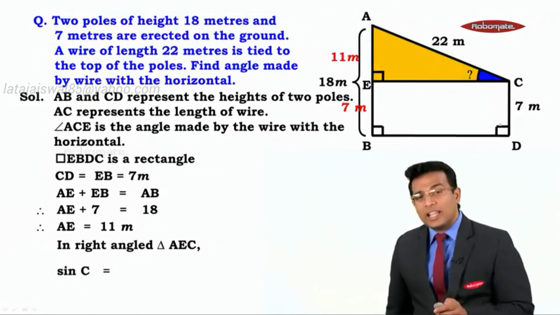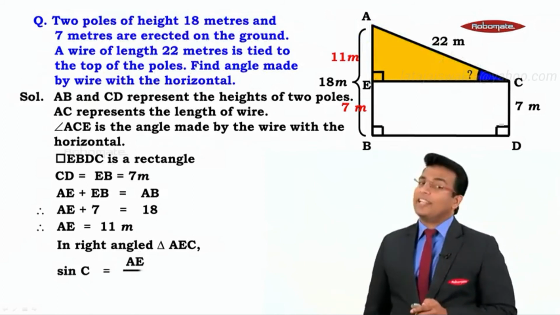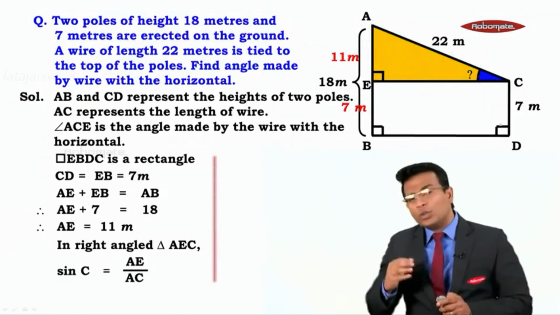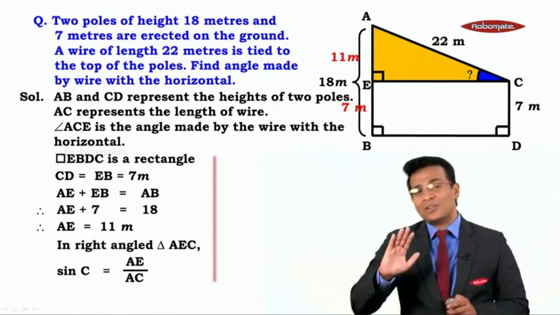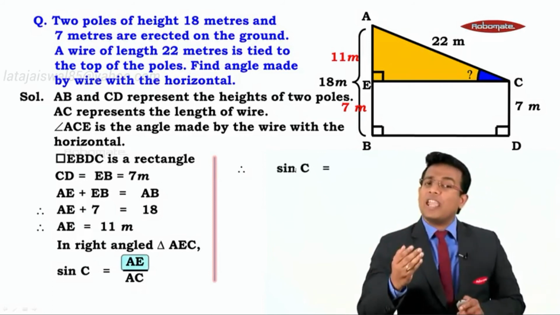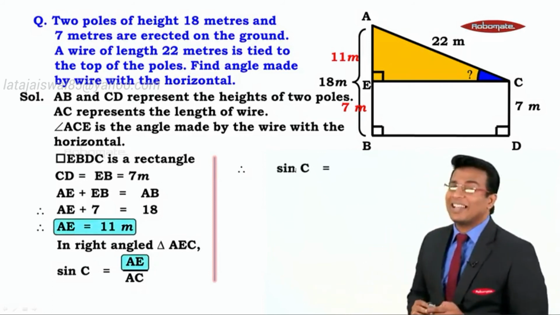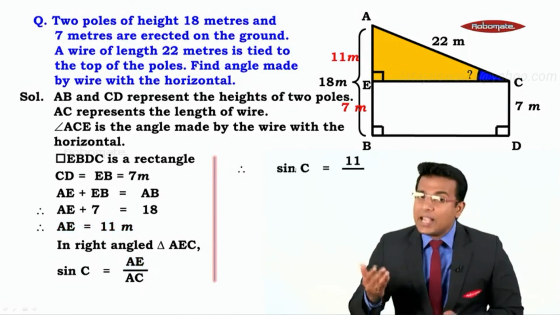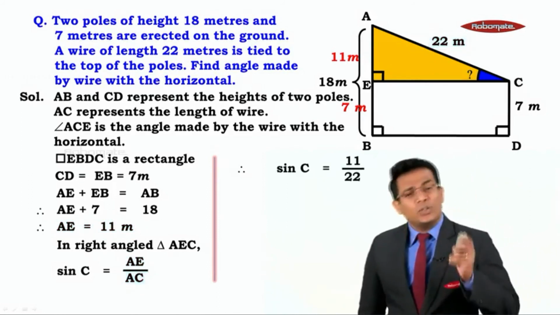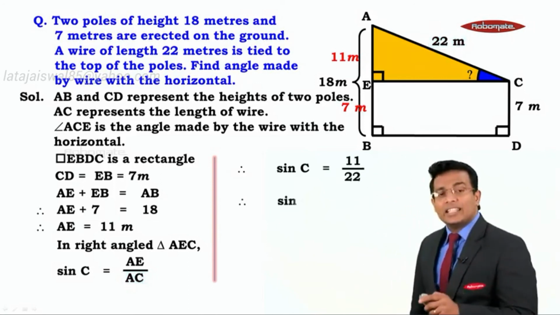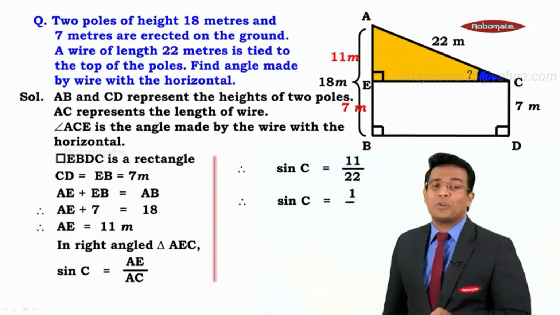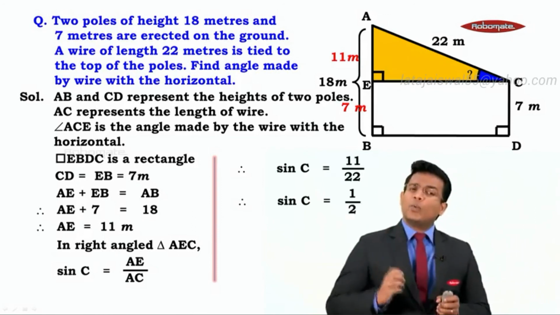So we write sine of C is equal to the opposite side, that is AE, upon the hypotenuse, that is AC. Now we don't know the value of C. That is what we are supposed to find. So keep the left hand side as it is. But what's the value of AE? The value of AE is known to us as 11. And the value of AC is known to us as 22. That is given to us. So we write that. Now we solve it further. When you reduce that fraction, we get 1 upon 2. So sine of C is equal to 1 upon 2.